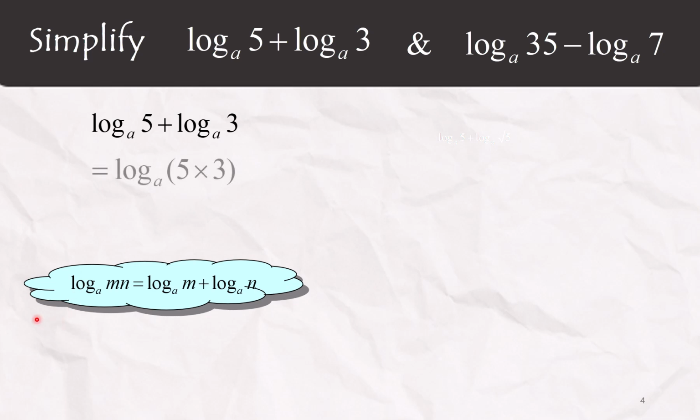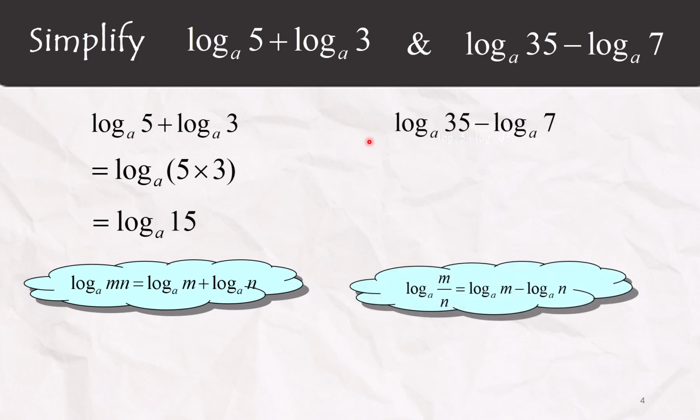By doing this, I'm able to combine the two log functions into one and hence give me log base a of 15. Similarly, if I look at the second expression here, there are two log functions with the same base. Since it is minus, I know that I'm able to apply the second law, which is the quotient law. To do this, I'm able to simplify it into a single log function, and this will give us log base a of 5.